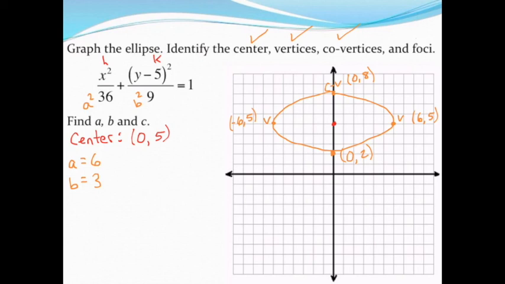Maybe saying focuses would be better at this point. But the foci, or the foci. To do this, we're going to have to find a third value back here. That's the c value. C is the distance from the center to one of the foci.